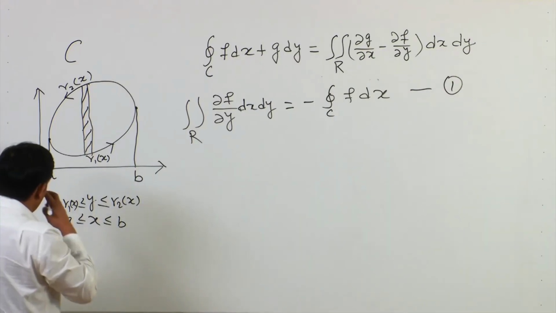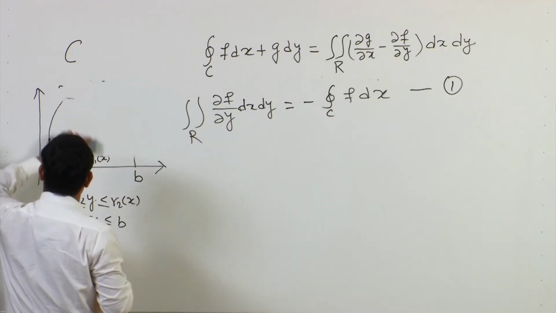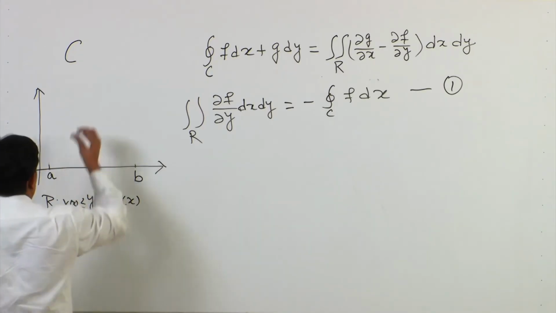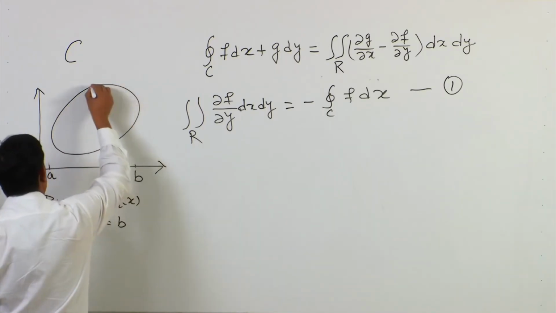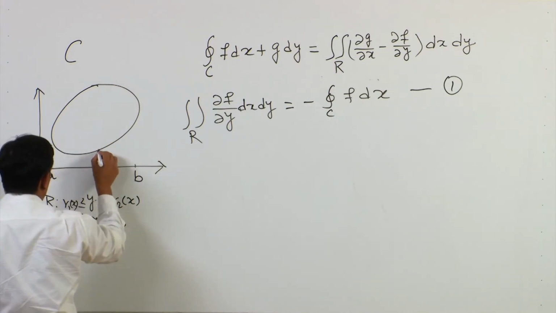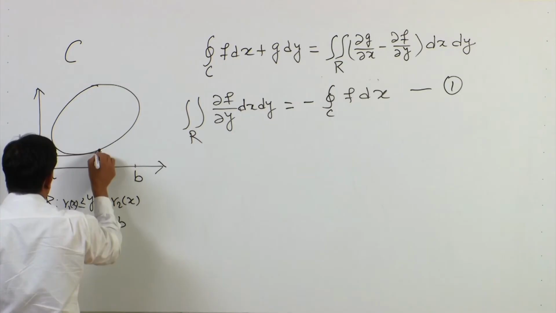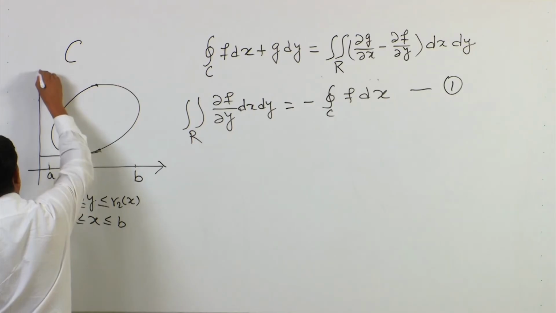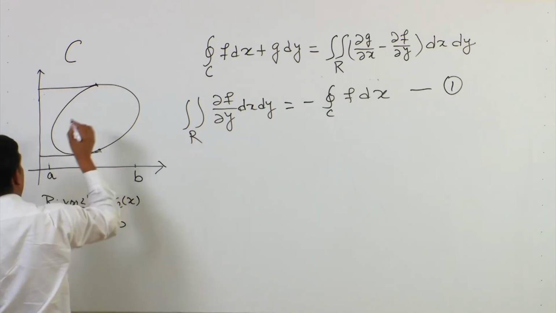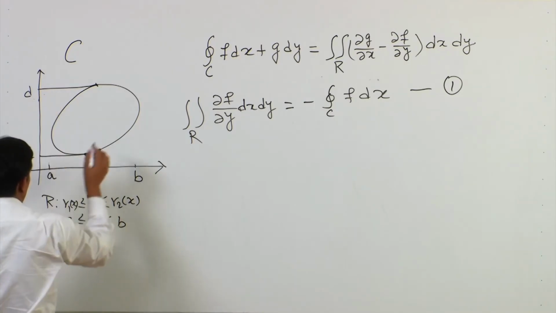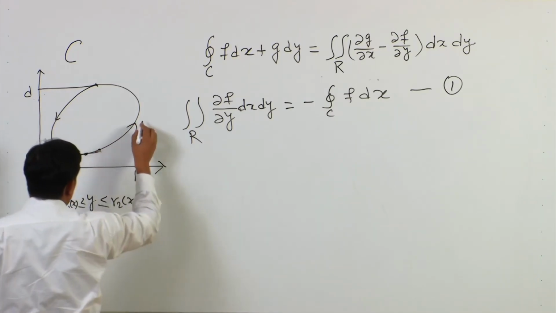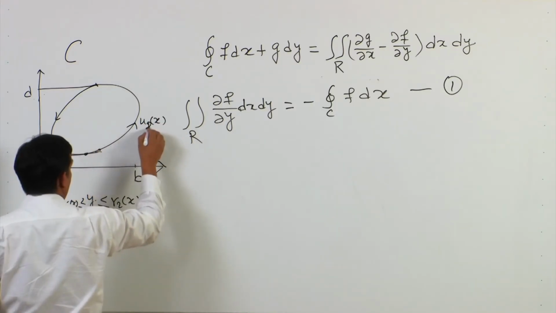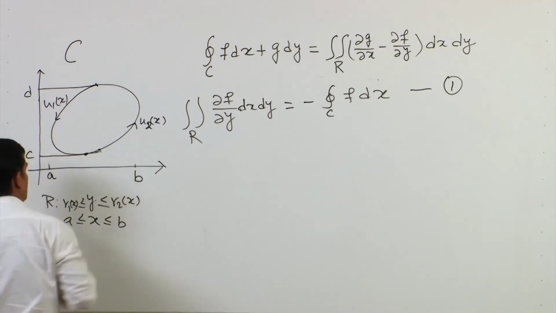Let us see this region in another way, where we will have constant limits for y and variable limits for x. So, let us take the same closed curve and the same region. So, let us say y goes from C to D, again in the counterclockwise direction. Let us say these are the curves u2(y) and u1(y).